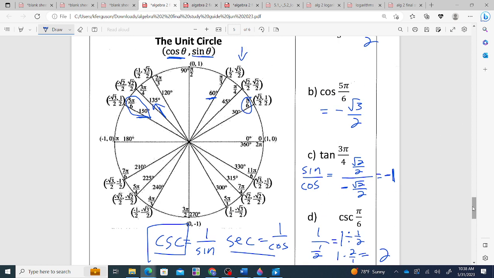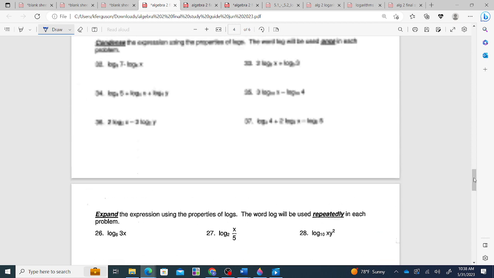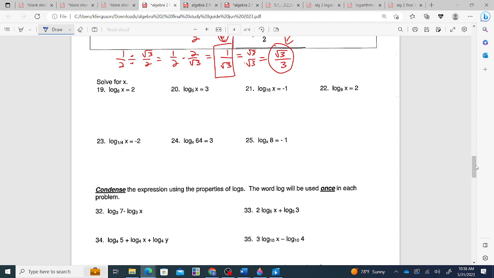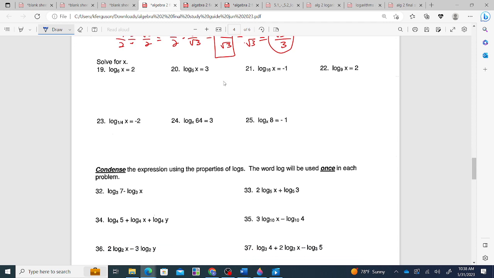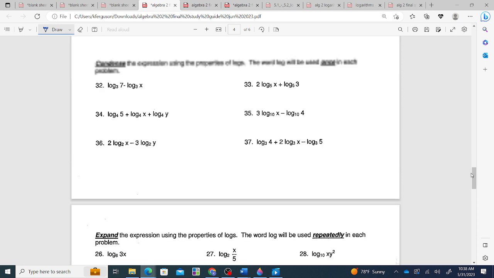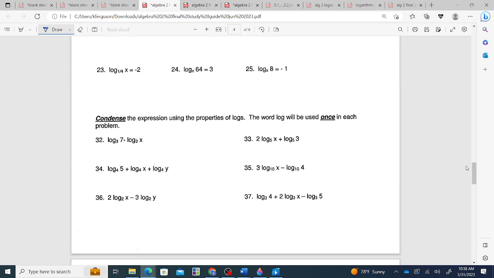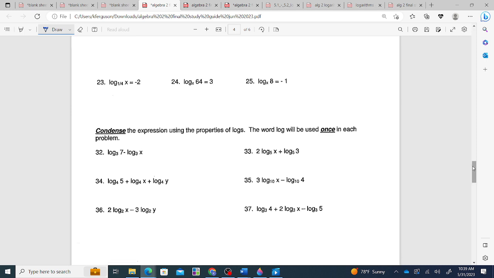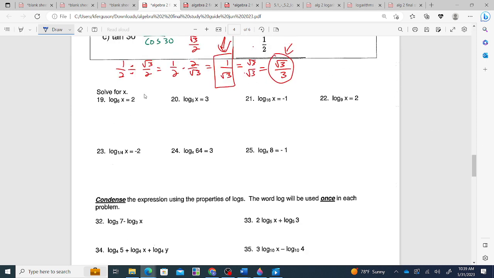Does anybody got any questions about the unit circle? All right, now we can go back to the log stuff. So we got three different things. We got solve for x, we got condense, and we got expand. Condense and expand are talking about the product rule and the quotient rule. Well, I guess you could say the power rule too, but it's mostly the product rule and the quotient rule. Before we get to that, we're going to just do the condensing. So solve for x.